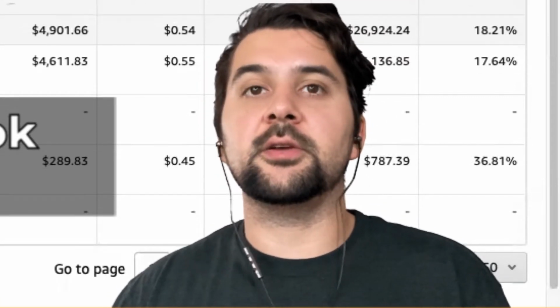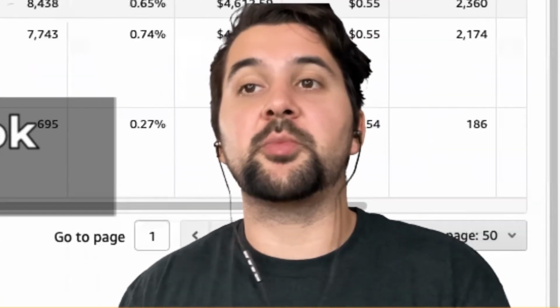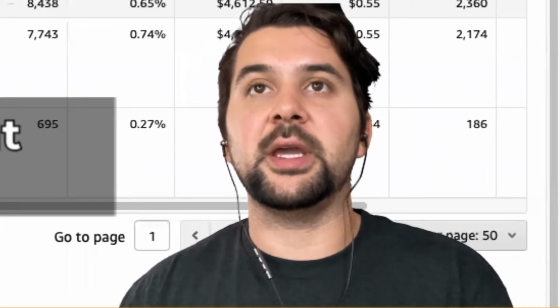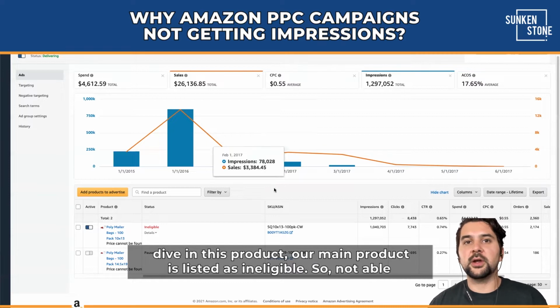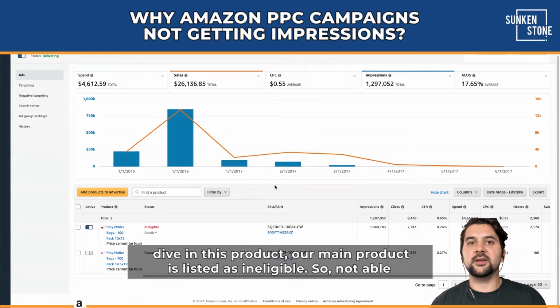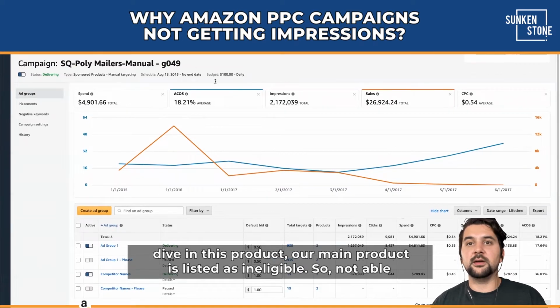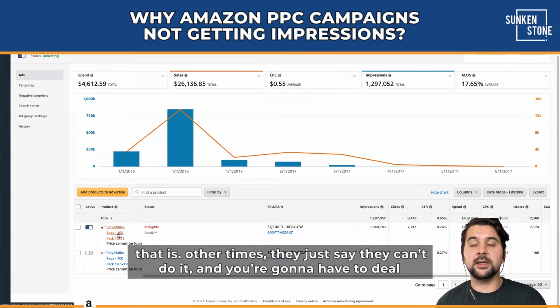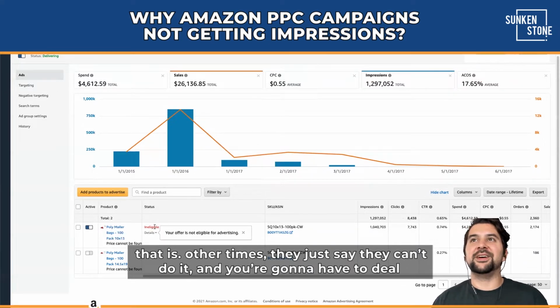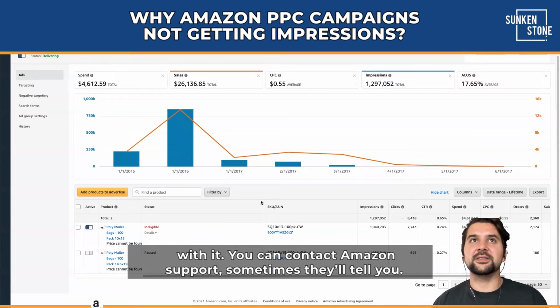The first thing you want to take a look at is, is the product I'm advertising even eligible to be advertised? So we were looking at this manual campaign before. If we dive in, this product we have here, our main product, is listed as ineligible now, so not able to be advertised. Sometimes Amazon gives you details and lets you know why that is. Other times, they just say, nope, can't do it.